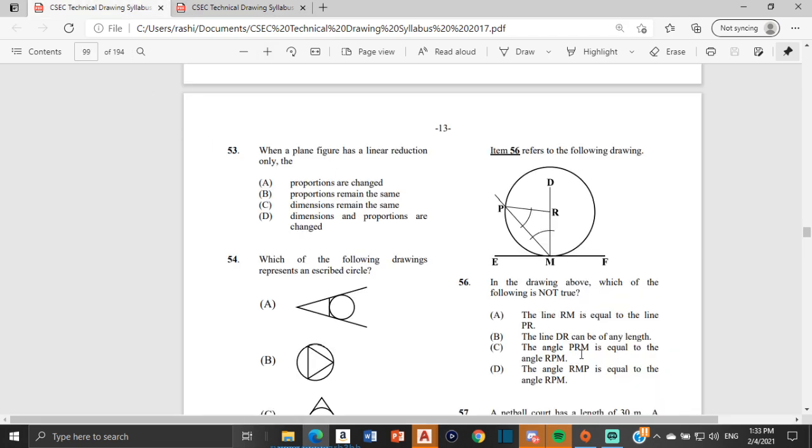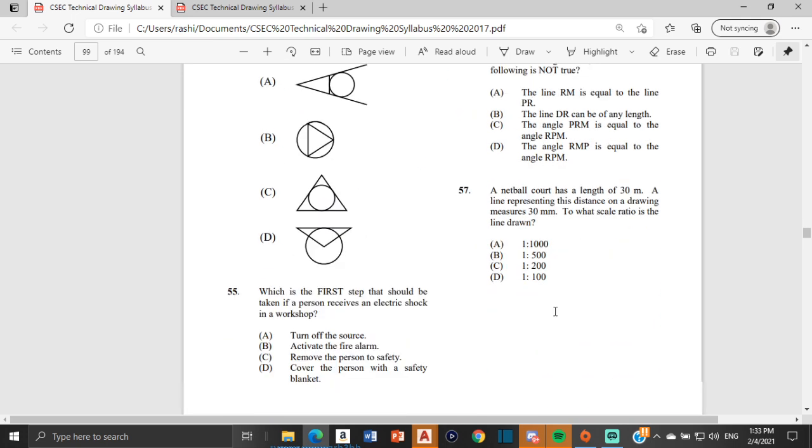Yeah, the angle PRM is equal to the angle RPM here. That's not right, because this angle right here, PRM, you can see that this angle is wider than RPM. Alright, so yeah.